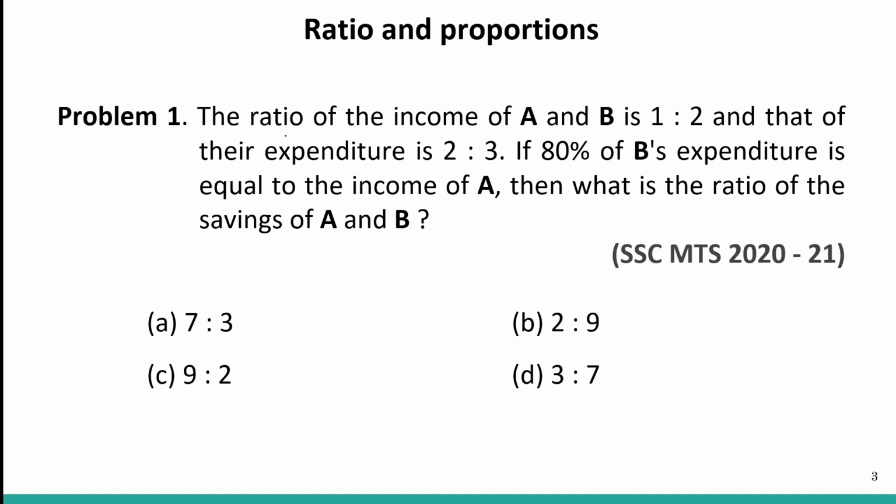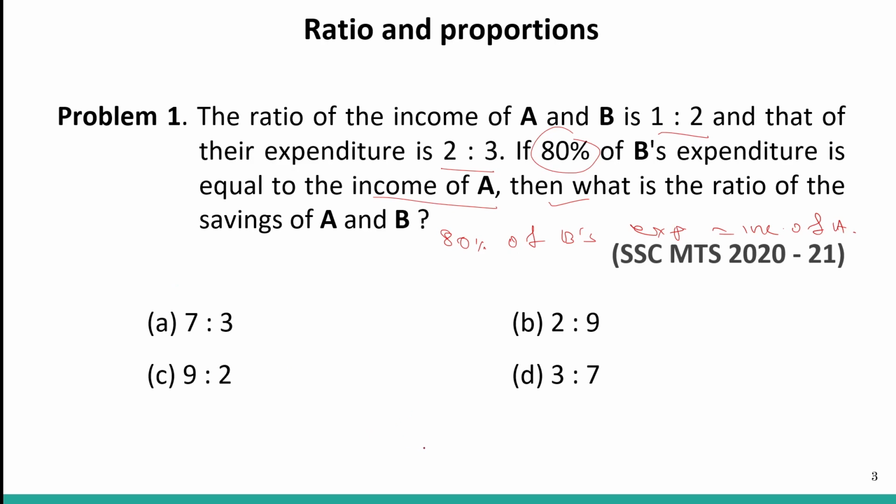So let's see problem number 1. The ratio of income of A and B is 1:2 and that of their expenditure is 2:3. If 80% of B's expenditure is equal to the income of A, then what is the ratio of savings of A and B?